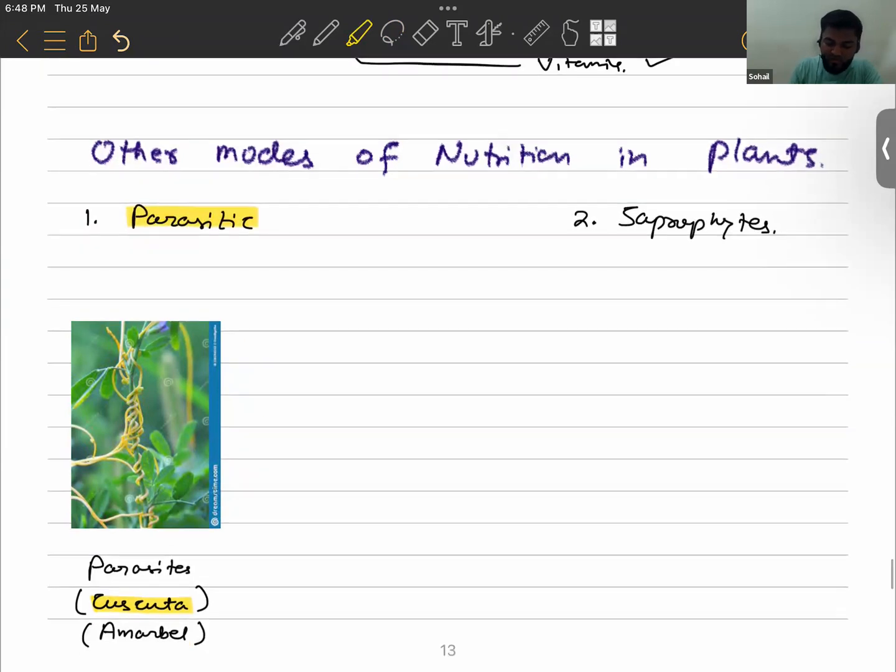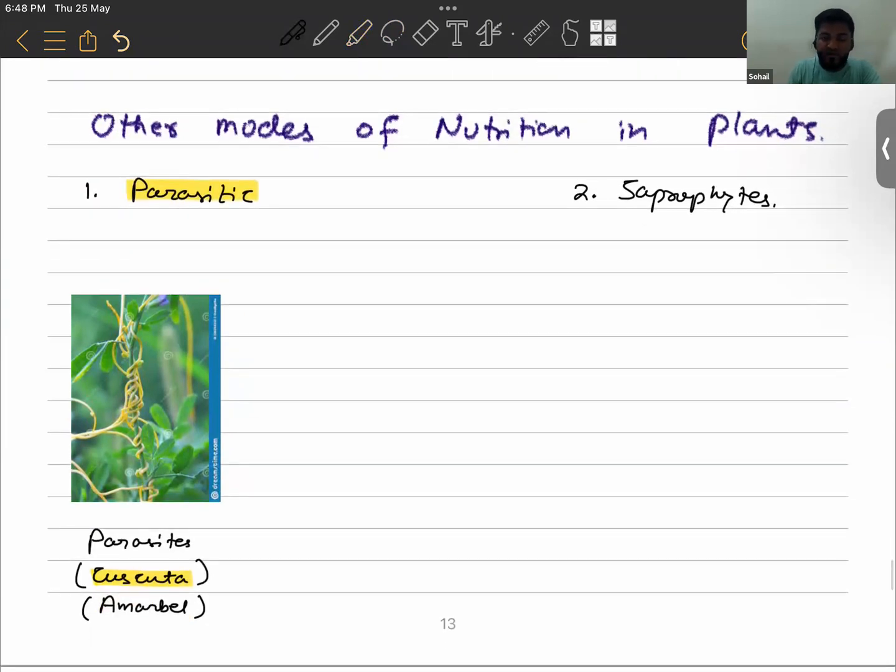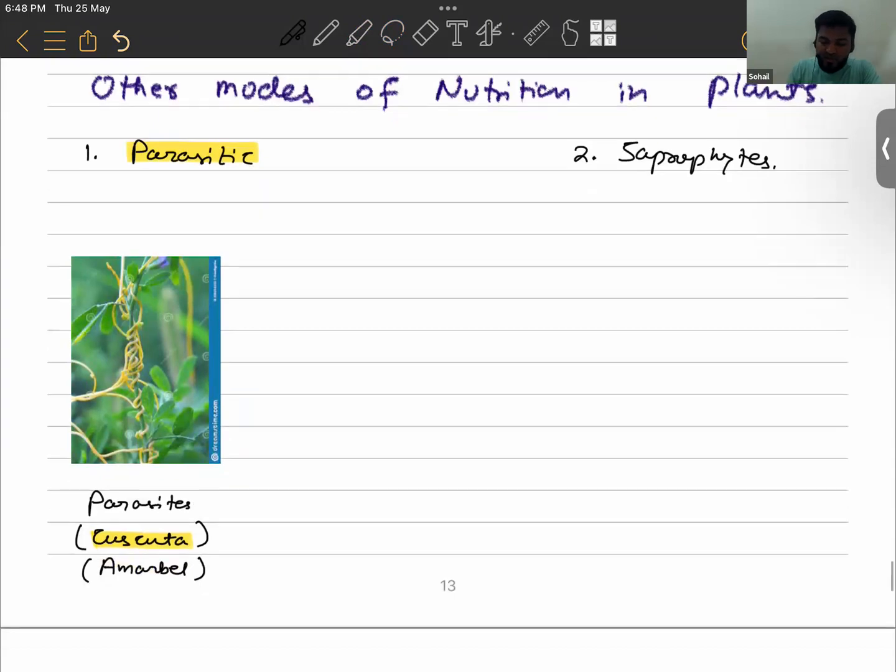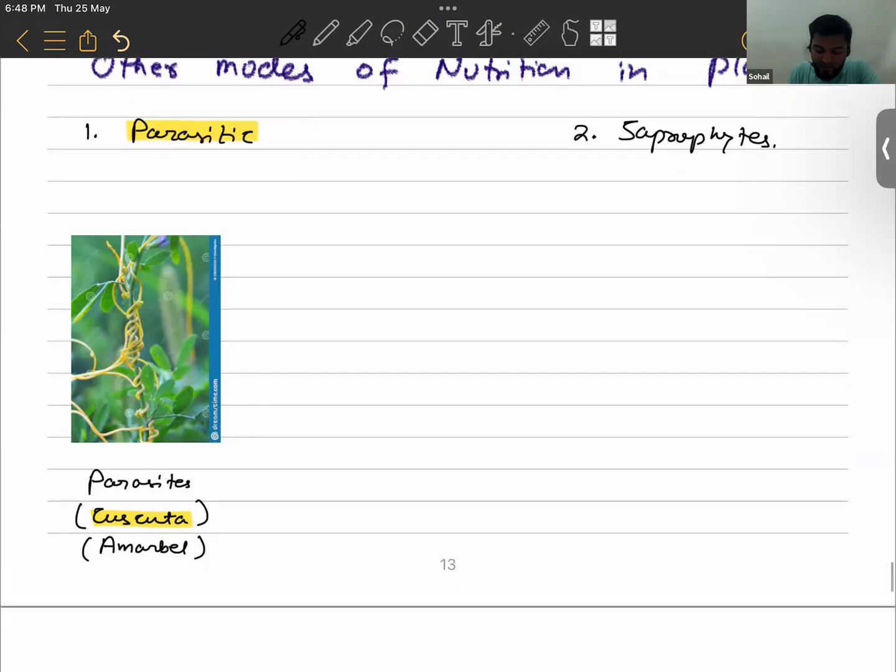So see, in parasite plants what happens? The parasite plants are those plants which are not able to perform photosynthesis. Okay, they lack the green pigment in them. So here you see, if we take the example of the cascata plant, it is yellowish in color. See, it is yellowish and it has twined itself to the stem and branch of the plant from where it obtains the nutrition. Right.